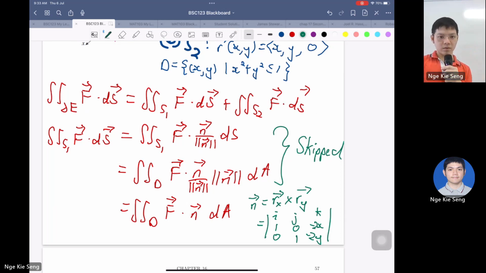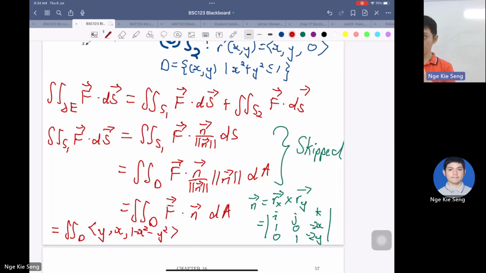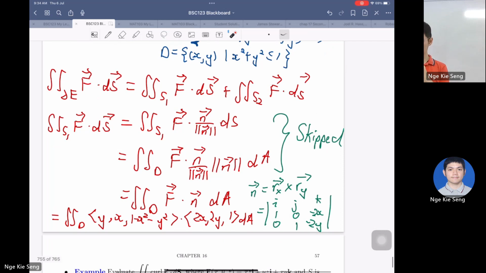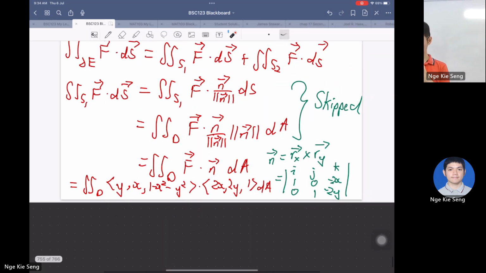So what is this cross product here? If I'm not wrong, you will get 2x, 2y, and 1 dA. Can see or not? You take the minor, and then take the minor, and then take the minor, 3 minors.